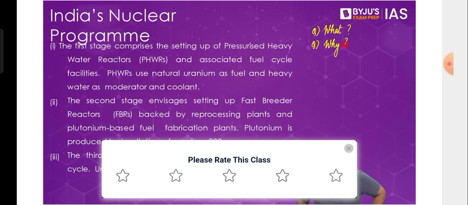So when it comes to India's nuclear program, this is a program that was conceptualized in the 1960s itself, and this was under the leadership of Dr. Homi Jahangir Bhabha. Now, Homi Jahangir Bhabha has been one of the pioneer scientists for India, a significant scientist, especially in the early era after the independence that we got.